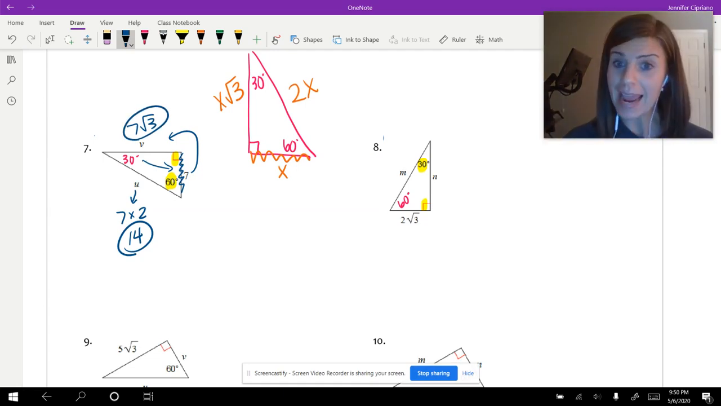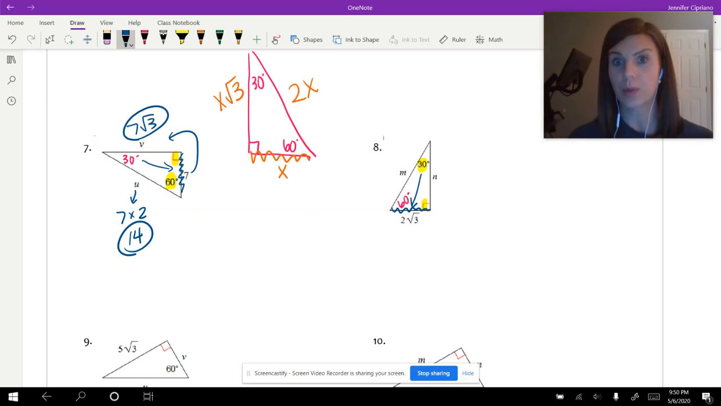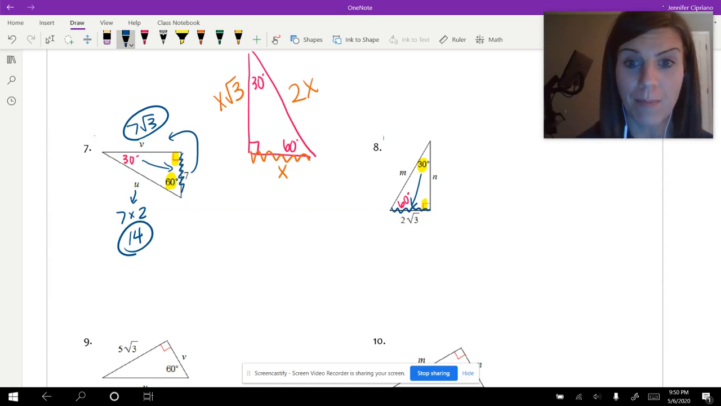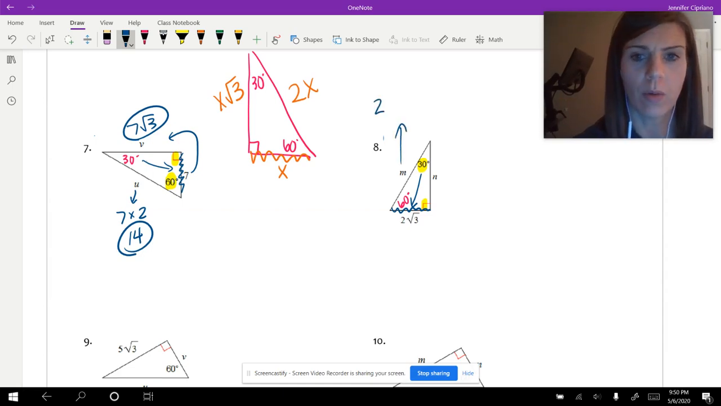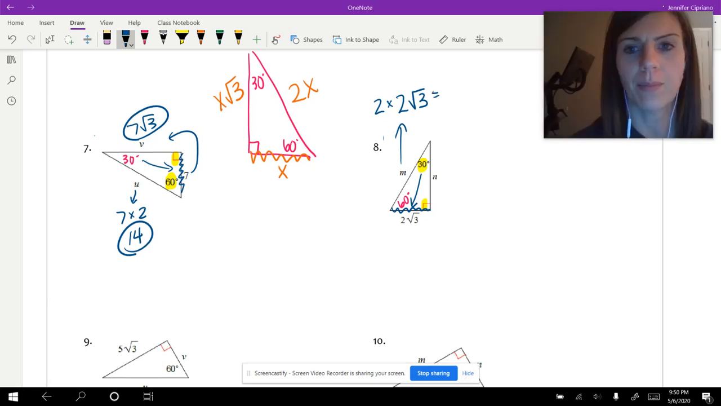All right, and number 8. So again, here's our 30-degree angle. Across from that is our short leg, which we were given again. So that makes our lives a little easier, 2 root 3. So the hypotenuse is m in this one. So we multiply 2 times 2 root 3. When you have a number under a radical like that, you only multiply the 2 by the coefficient. So 2 times 2 gives us 4. So the hypotenuse is 4 root 3.